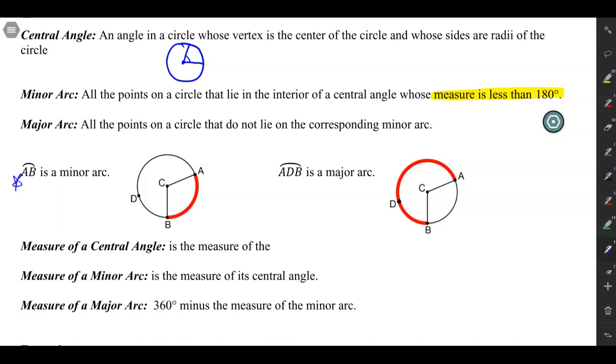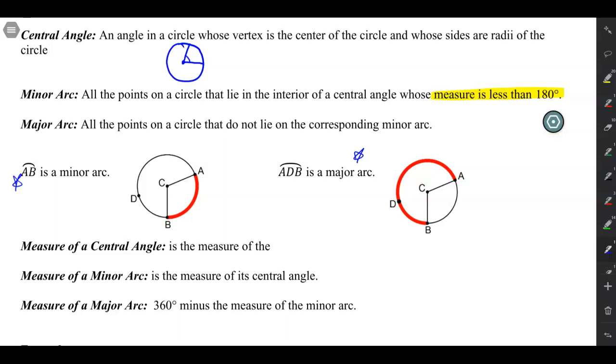The major arc would be the opposite. It's the bigger chunk of the circle. So over here on the right, you can see an example of a major arc highlighted in red. We're looking at the same central angle, but now we're looking at all the points that are outside that central angle, or not part of the minor arc.